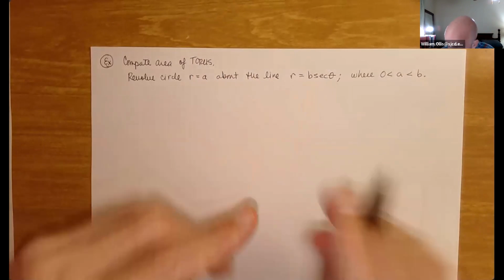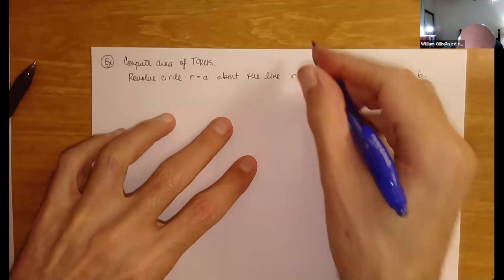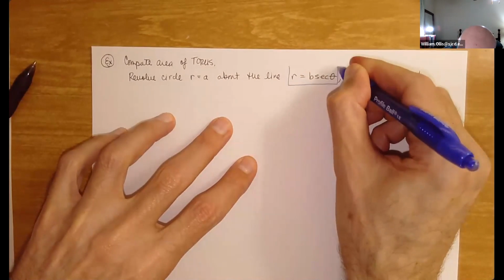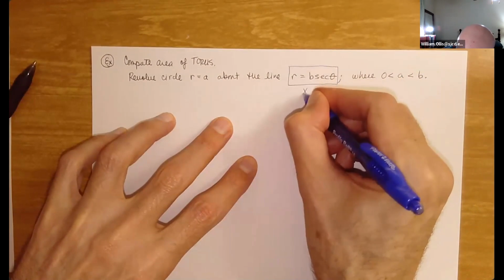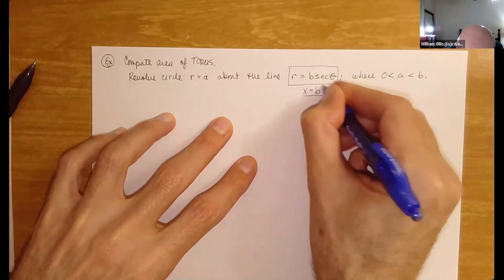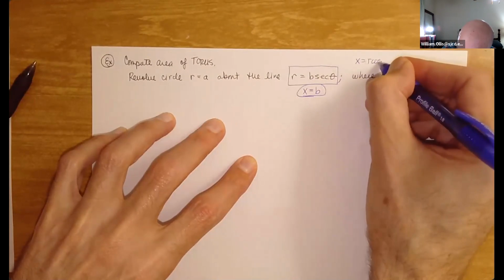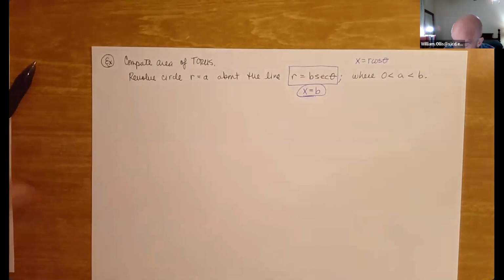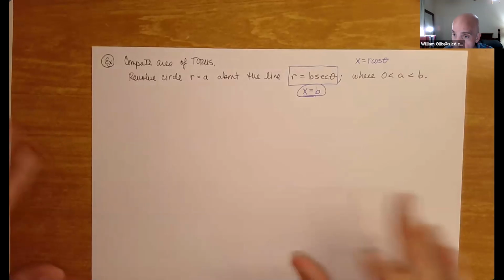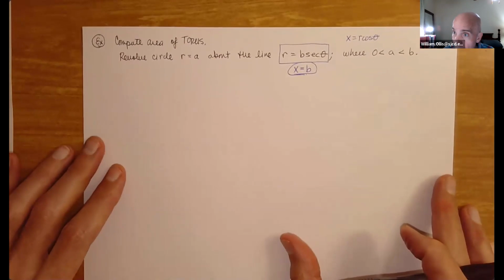Now this is the line right here. You can easily analyze this using polar coordinates. This is just the line x equal b, it's vertical. So just substitute, you know, x is r cosine theta, and you can easily show that x equals b. That's something you should be able to do without my help.